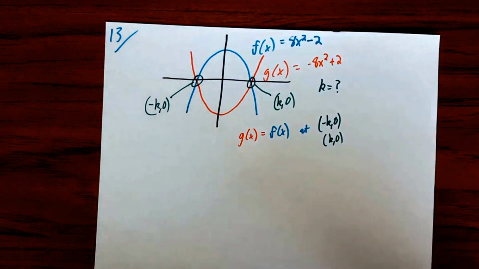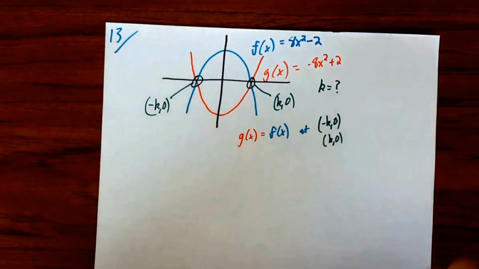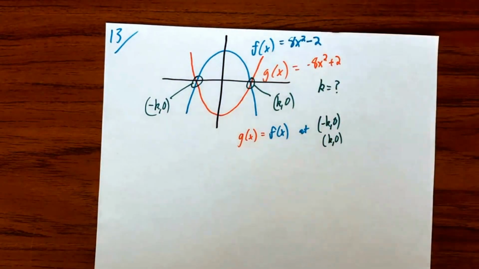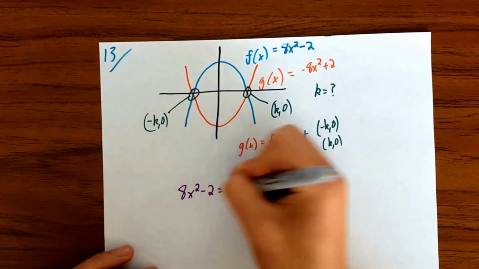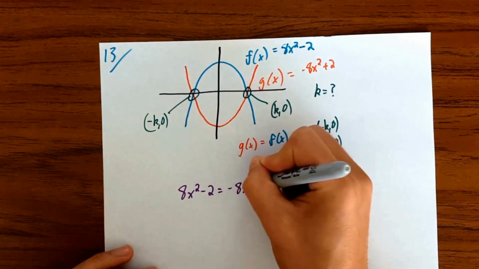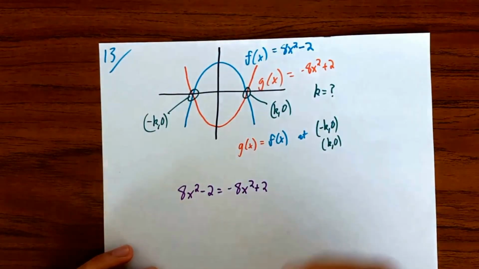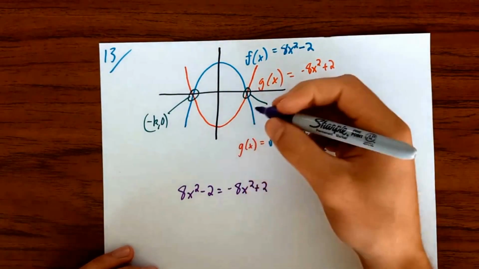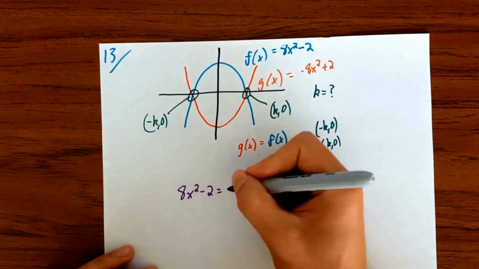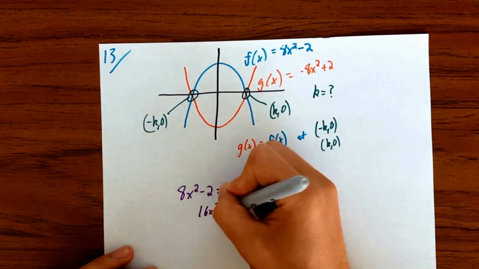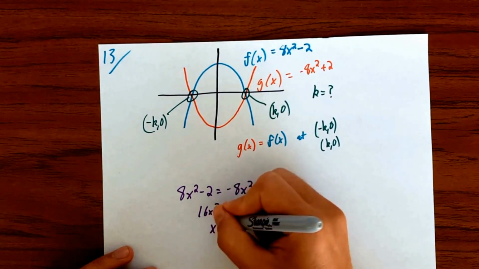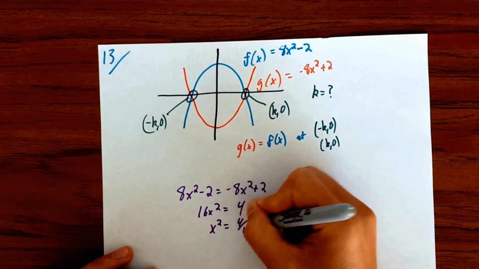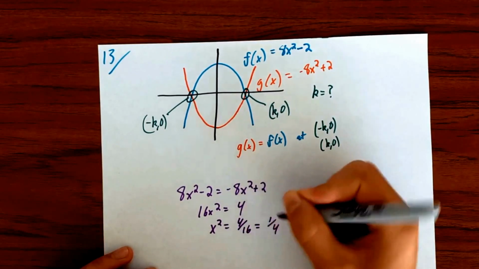So you just set these equal to each other. You're going to have f of x equals g of x, and now you just solve to find out what k is. So this is going to be 16x squared equals 4. Divide both sides by 16. x squared equals 4 divided by 16, which is a quarter.